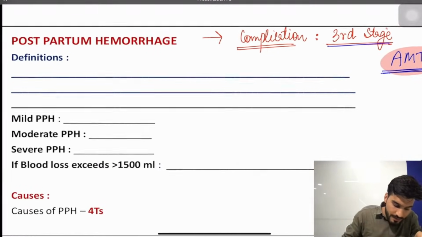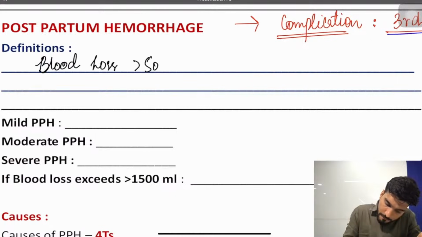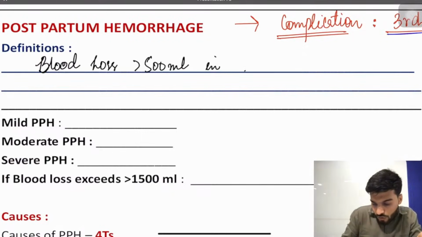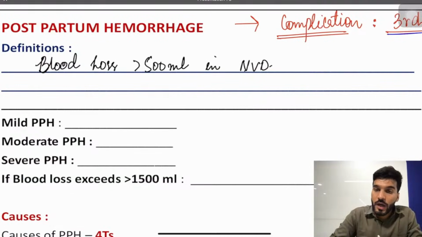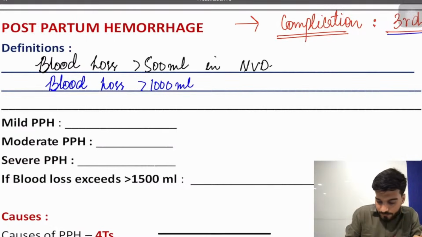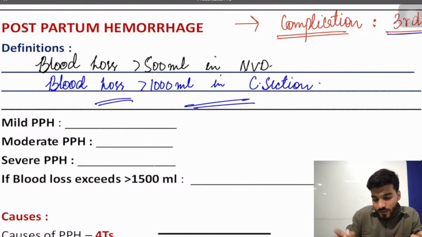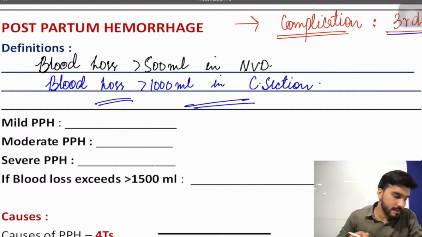It is defined as blood loss of more than 500 ml in normal vaginal delivery, or blood loss of more than 1000 ml in case of cesarean section. Is that clear? Now mild, moderate and severe PPH.